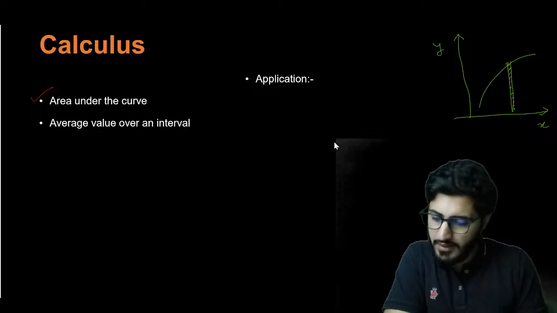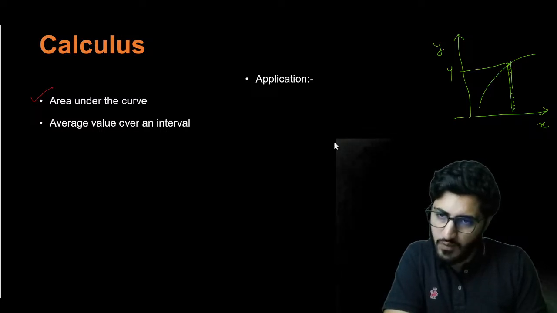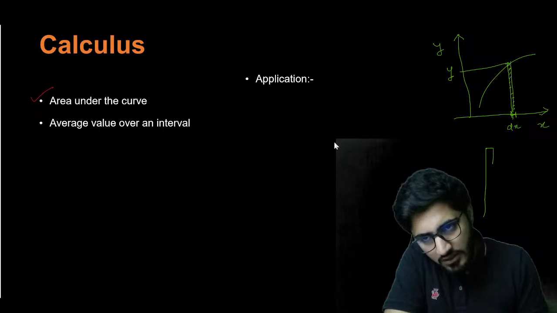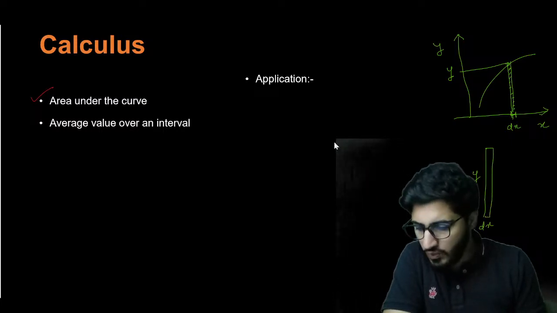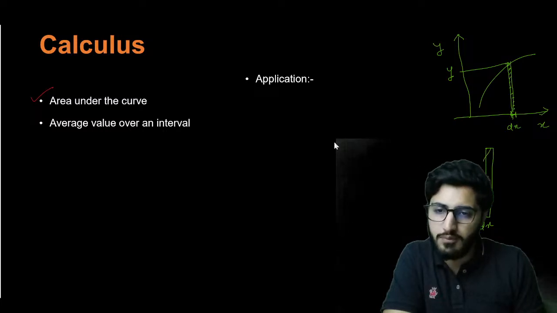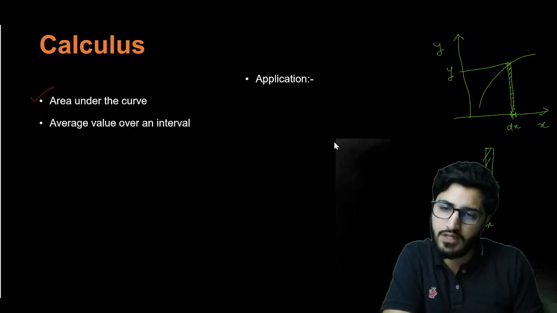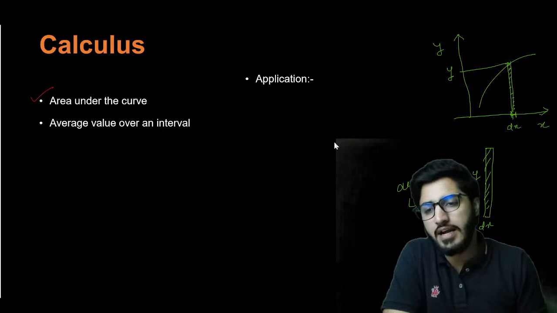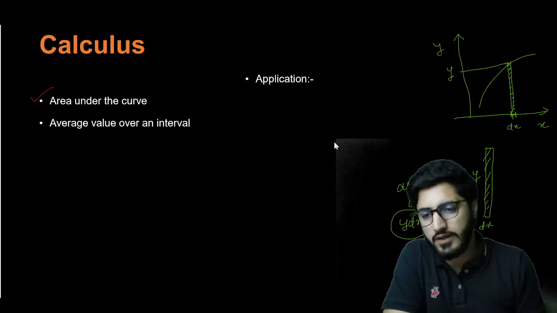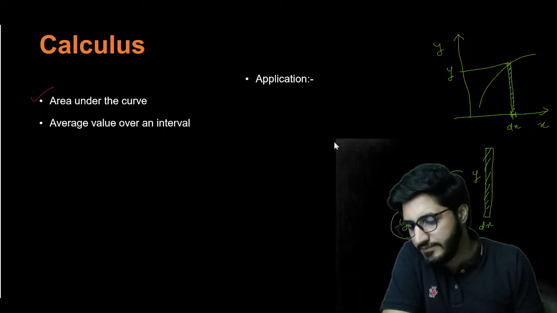I will take a very small element, and in this portion we have y. The width of this portion is dx. So what will be the area of this element? It is a rectangle, so the area would be length into breadth. So I can write it as y dx. The value will be y dx.